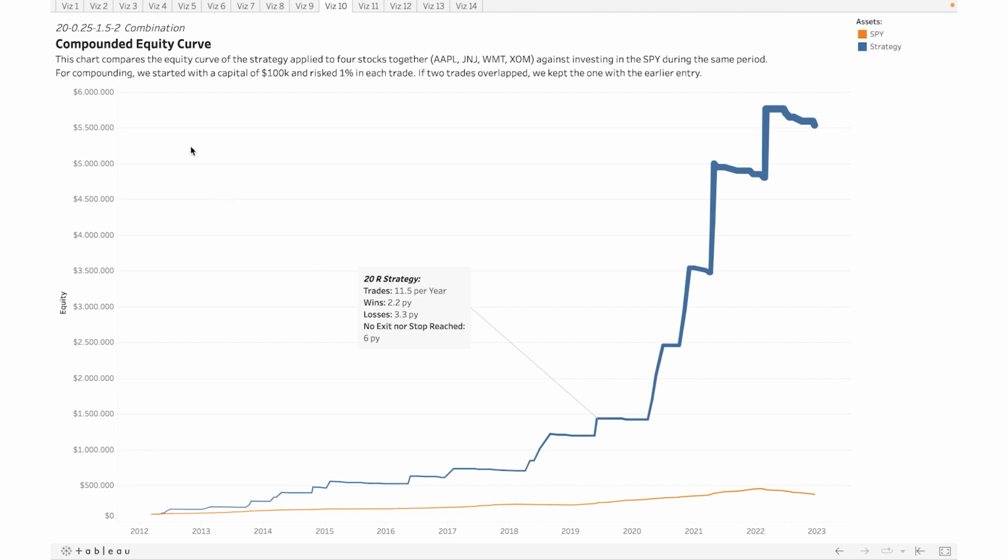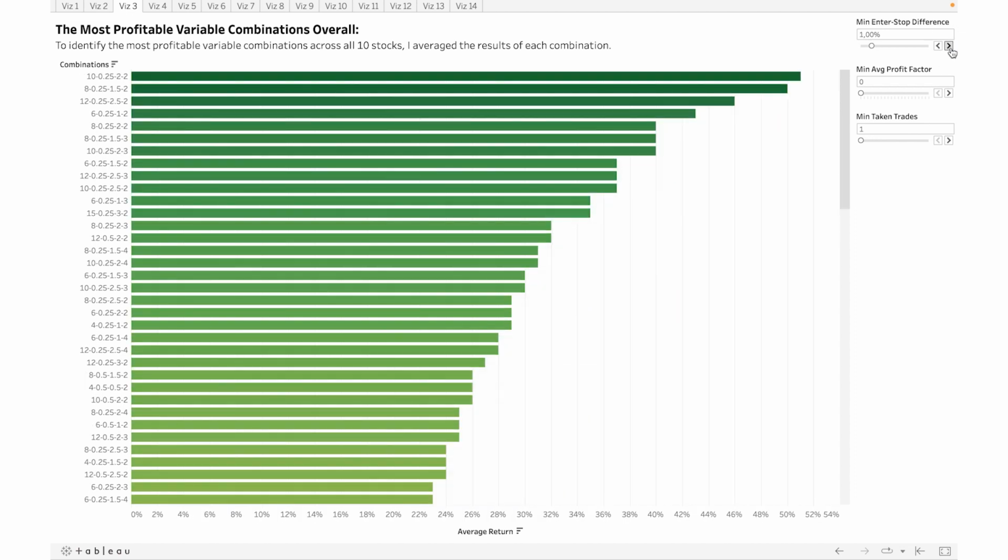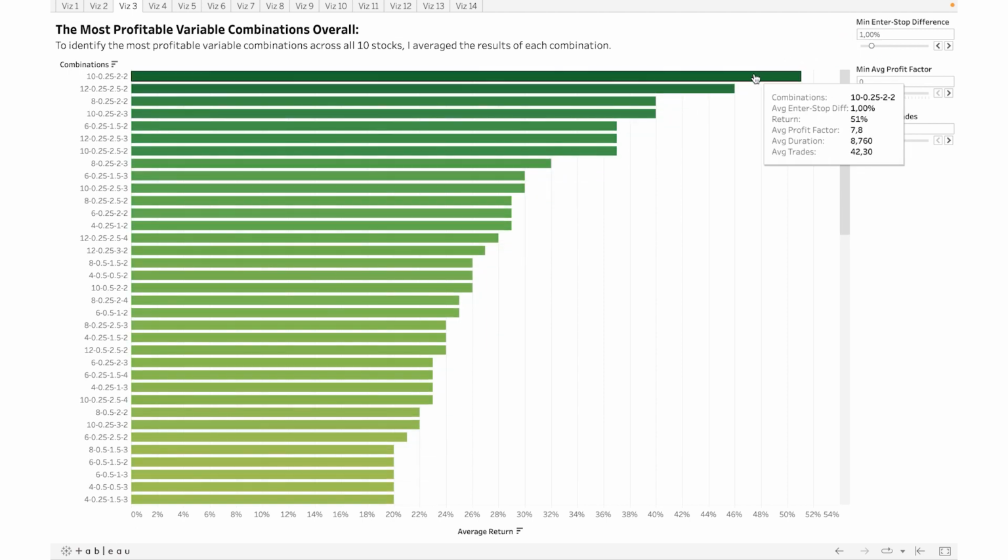Now let's see what would happen if we penalize the strategy a little bit more and instead of using 0.3% average distance between the entry and the stop, we use combinations that have an average of 1%. If we go back to the third visualization and change the minimum entry and stop distance, here on the right, we can see that for a 1% distance, the best option is the 10-0.25-22 combination, which has an average duration of 8.76 trading days for each trade. So, what would happen if we trade the same stocks we just did, but with this combination instead of the 20R1?